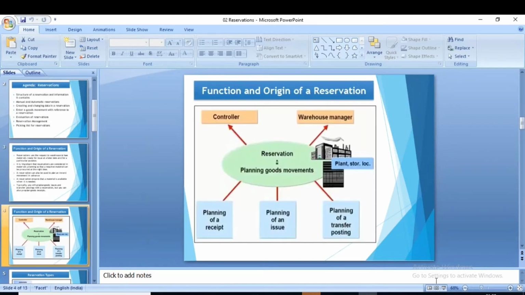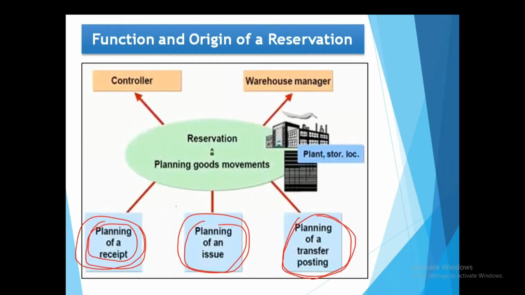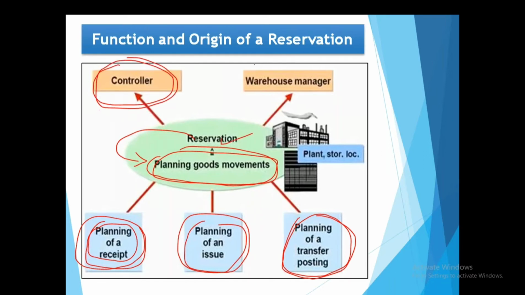So reservations can be used for a goods receipt, you can do a goods issue using reservations, and you can do a transfer posting also using the reservation. So basically, a reservation is nothing but pre-planning your goods movement. Okay, you are reserving stock for a particular purpose so that later, using that reservation, you can do the goods movement. Whenever someone creates a reservation, the production planner, controller or warehouse manager will come to know that they have to reserve particular stock for a particular purpose. That is the use of creating the reservation.